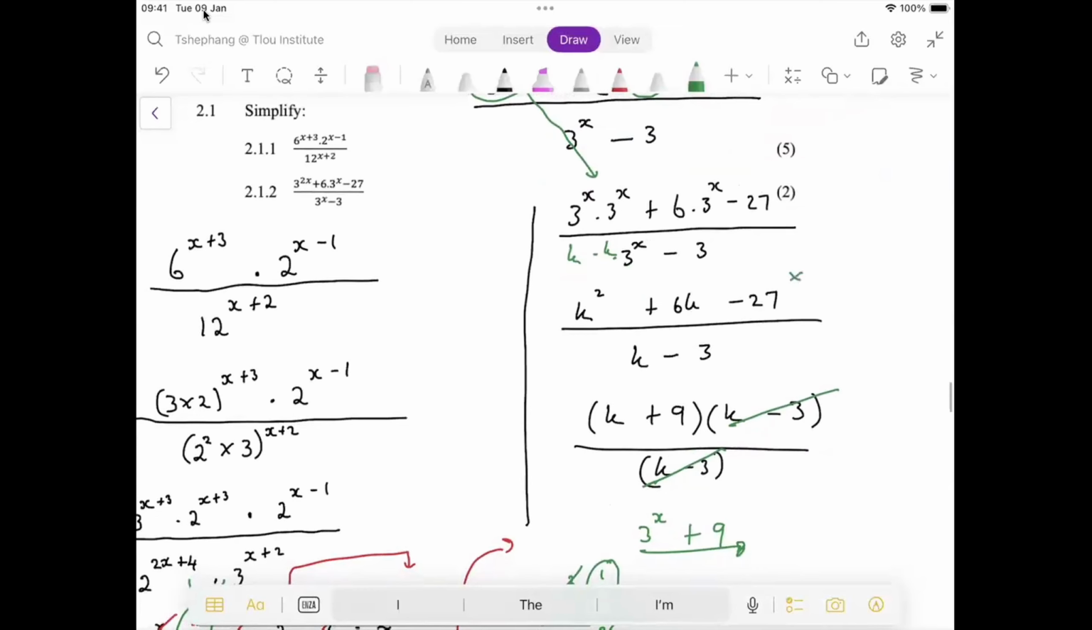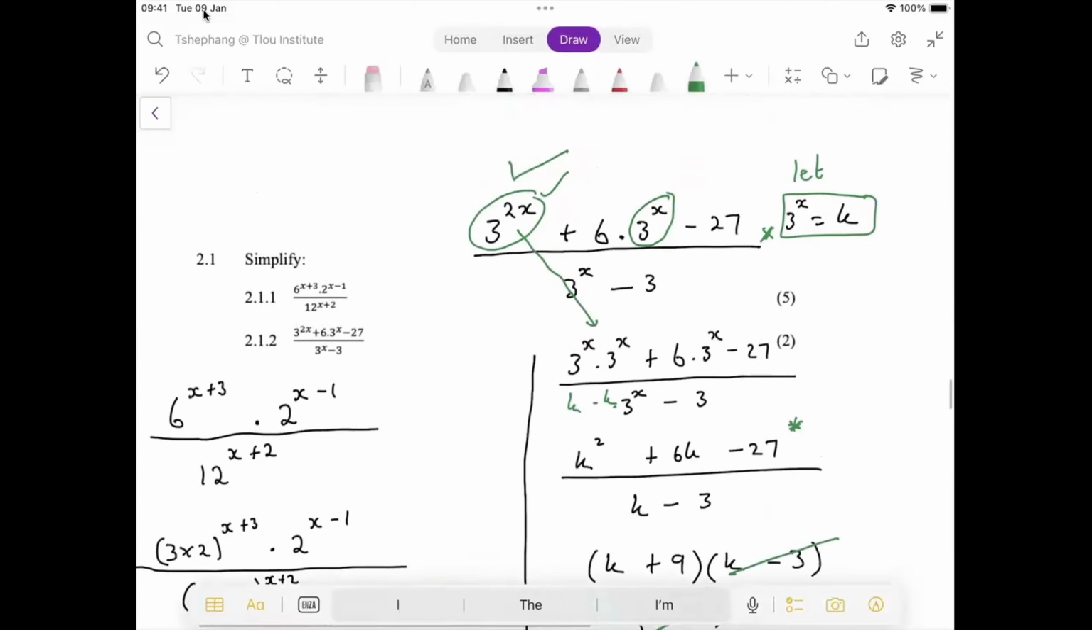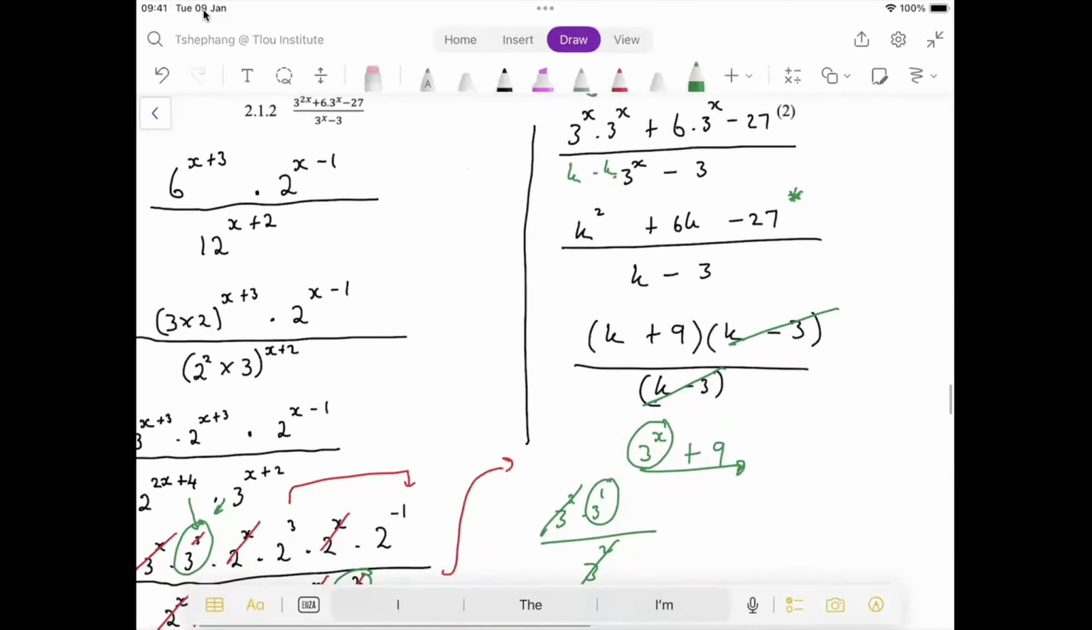You factorize the top. If you can't factorize this, quadratic formula is your friend. Then you cancel what can cancel. You substitute back what k is. Because in the beginning, we said that k is equal to 3 to the power of x. We substituted back there. And this would be the final answer. We cannot simplify it further than this.